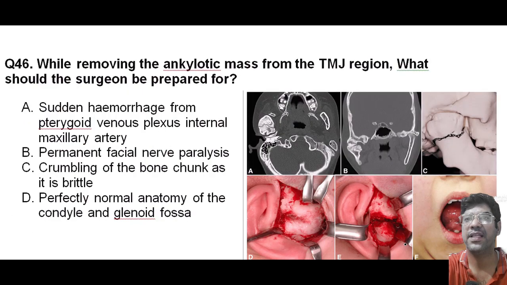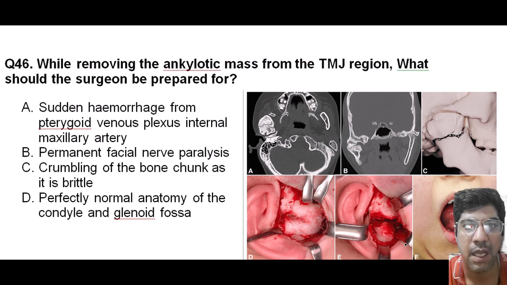While removing the ankylotic mass from the TMJ, what should the surgeon be prepared for? The answer is A. While removing the ankylotic mass from the TMJ, the surgeon should be prepared for the possibility of sudden hemorrhage from the pterygoid venous plexus or the internal maxillary artery. These structures lie in close proximity to the TMJ region.